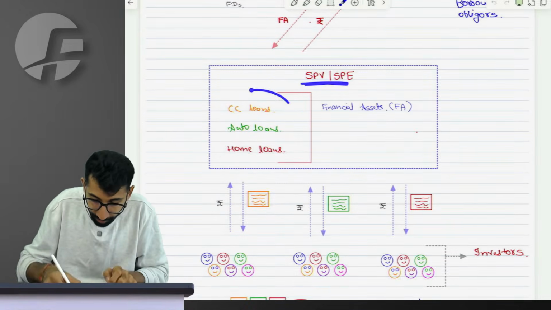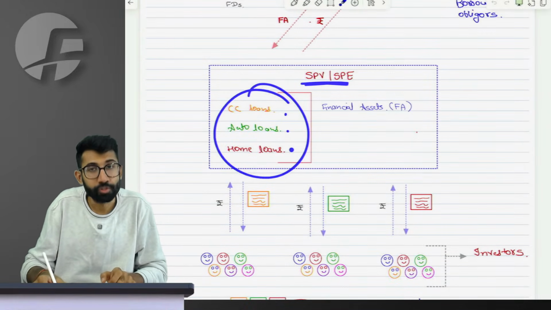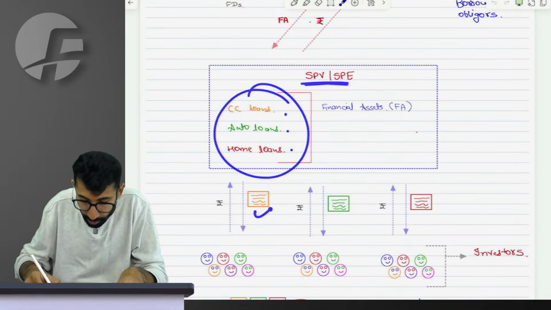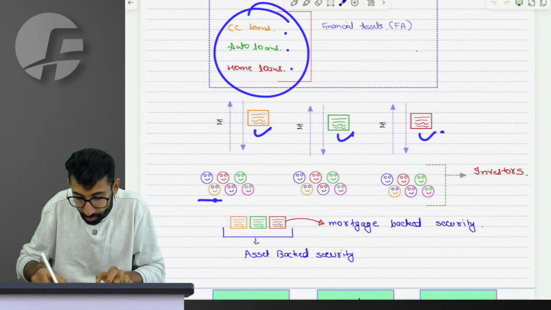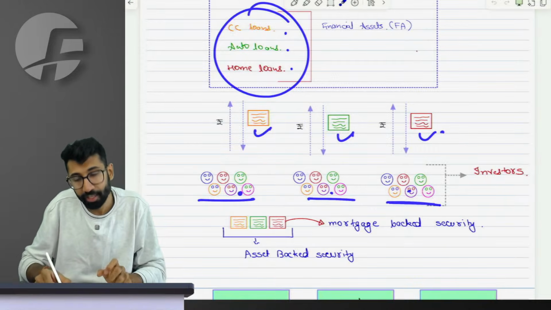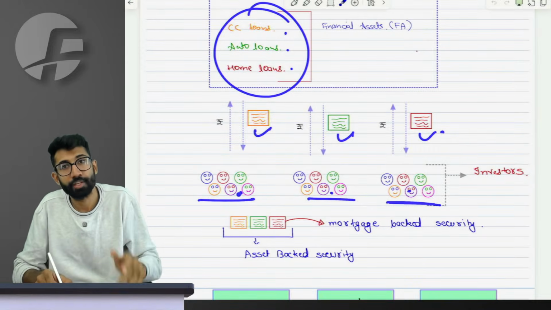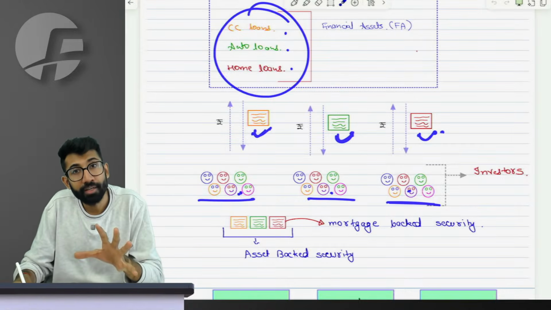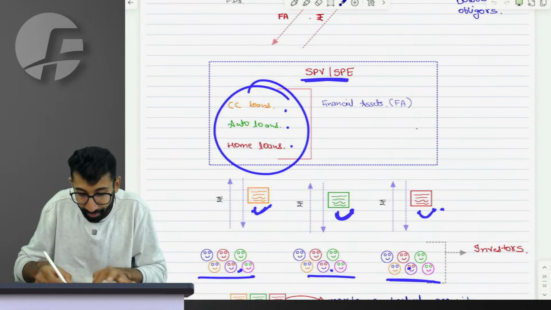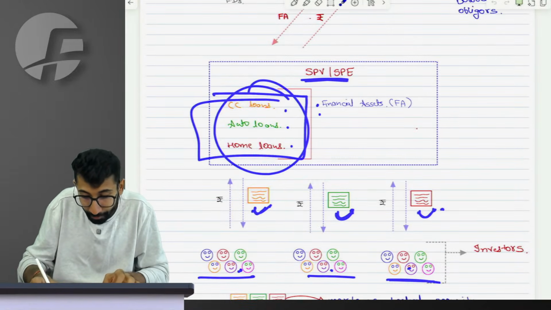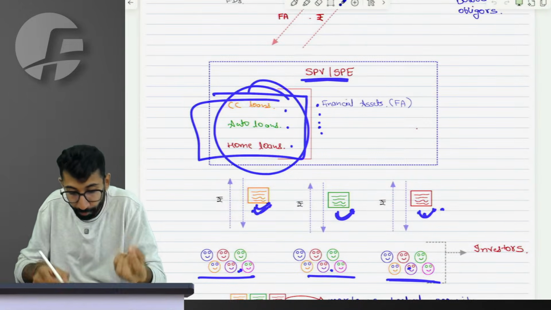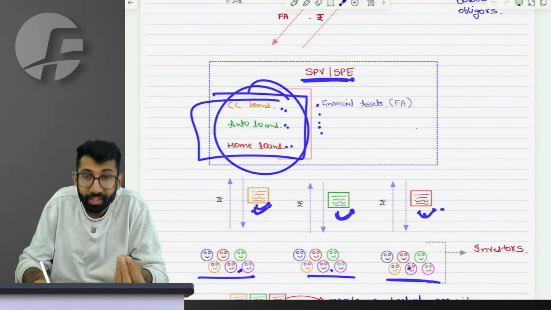Once it has the loans in its own balance sheet, it will issue some securities to investors, the public in general in the market. What do the securities represent? These securities represent claims on these loans. They are backed up by these loans. The security gives you the claim or the ownership on these assets which the SPV has.